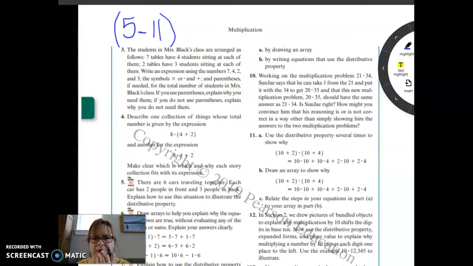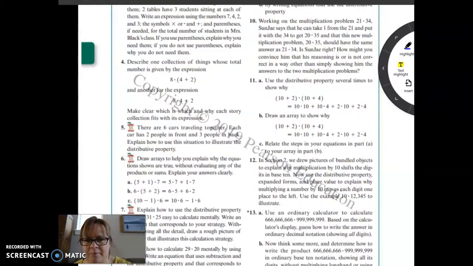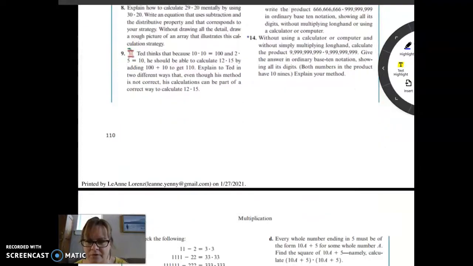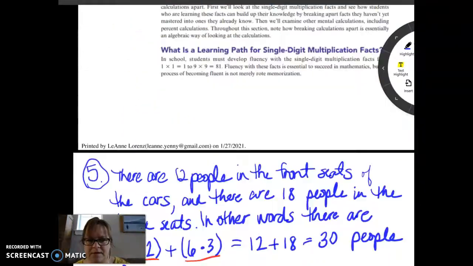So let's get started. In number 5, here's our problem. There are 6 cars traveling together. Each car has 2 people in the front and 3 people in the back. And we have to use that situation to explain, or illustrate, the distributive property. All right, so let's get down to it.